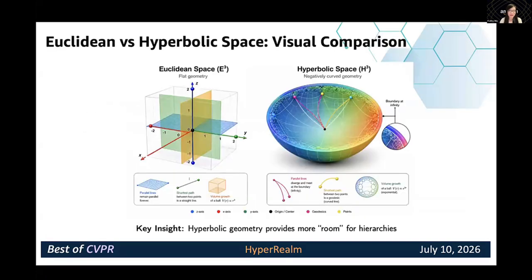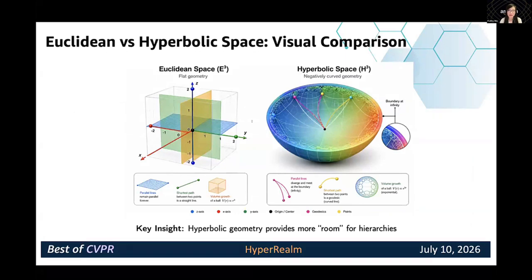And let's see this visually. On the left, we have a tree embedded in Euclidean space. Notice how cramped it gets at the leaves. The nodes are forced close together, and we lose the ability to distinguish fine-grained categories. On the right, the same tree in hyperbolic space. Look at how naturally it fits. General concepts near the center, specific concepts spread out near the boundary. The distance accurately reflects hierarchical relationships.